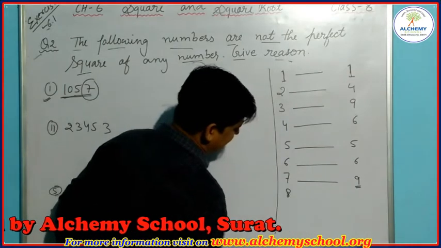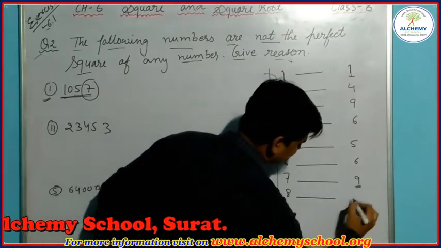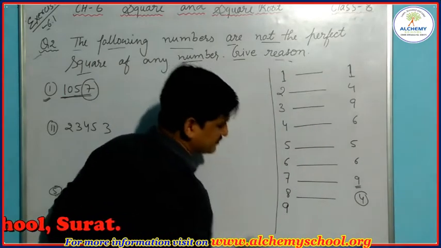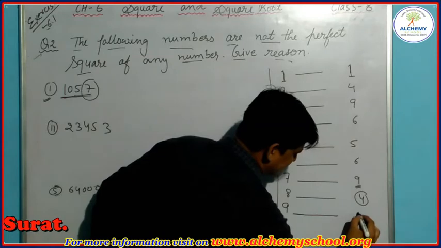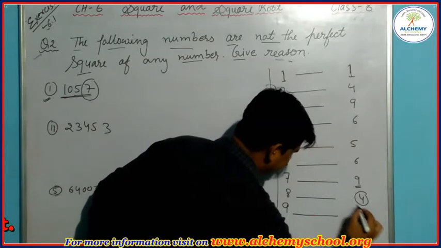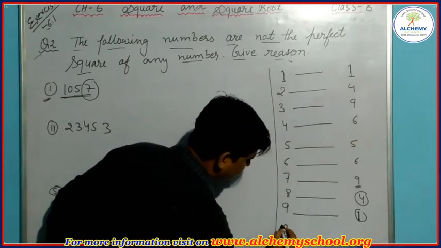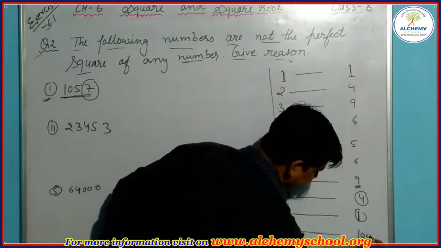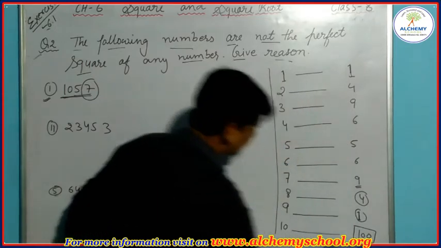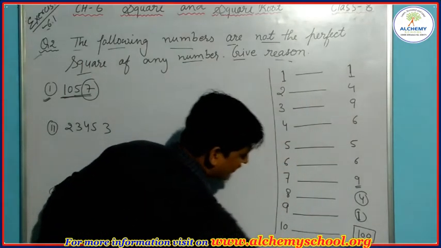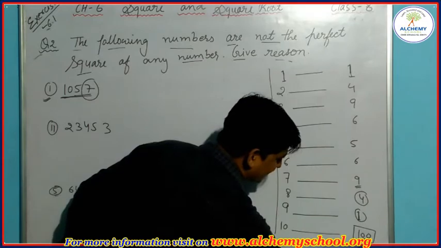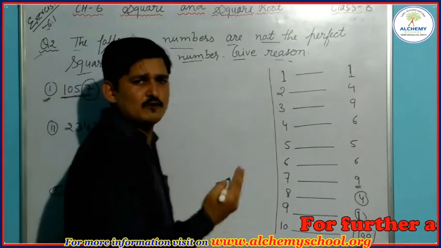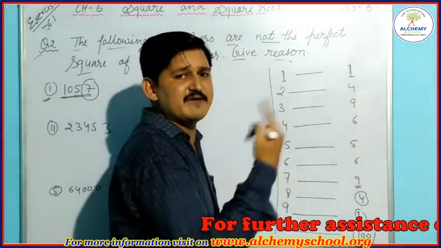If any number contains 8 on its unit place, then its square contains 4 on its unit place. If any number contains 9 on its unit place, then its square contains 1 on its unit place. If any number contains 0 on its unit place, then its square also contains 0 on its unit place. Along with it, we have to remember, in the square of any number, the zeros always come in pairs. It means the number of zeros will be 2, 4, 6, 8, that is, even numbers.